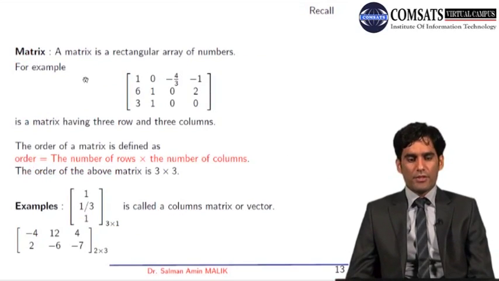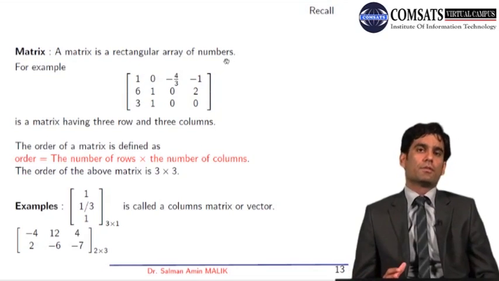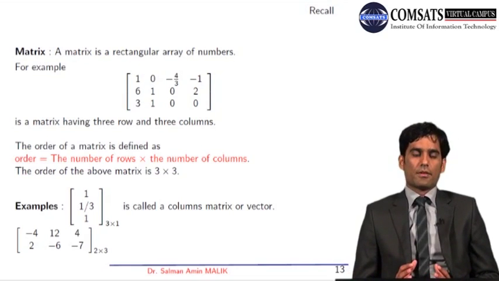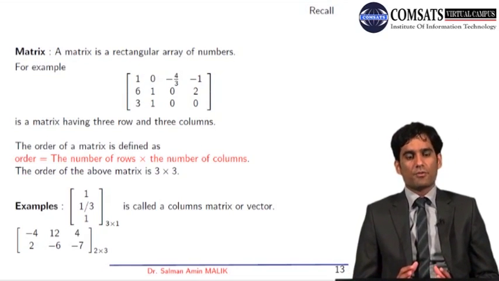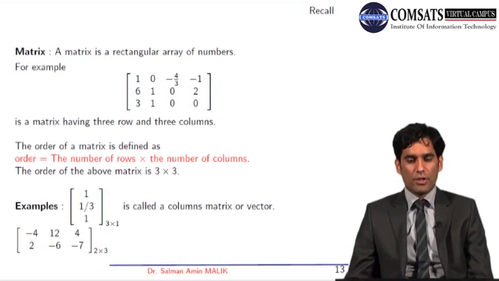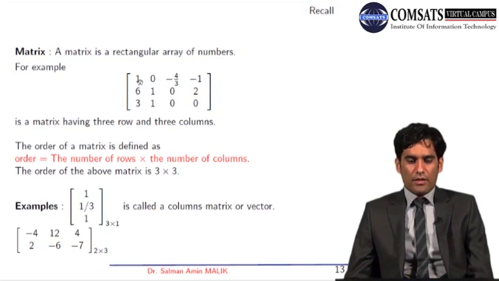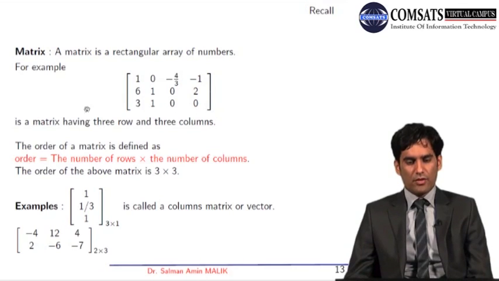So I am just recalling what a matrix is. A matrix is a rectangular array of numbers. A matrix is an arrangement of numbers. What type of arrangement? For example, I have given one example. This is a matrix of order 3 by 4. What does the order mean?